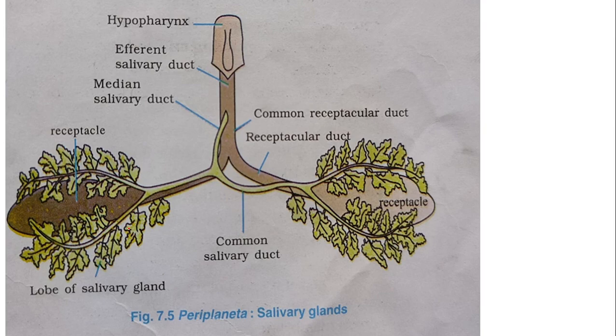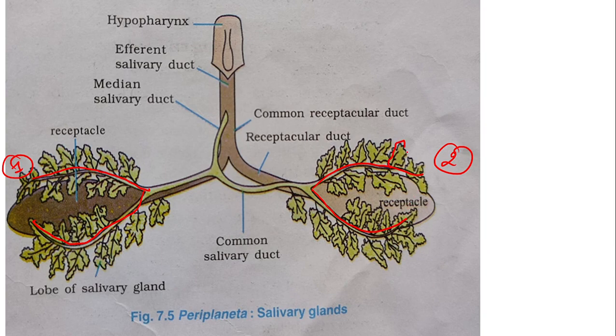Now, this is nothing but your one salivary gland and this is your second salivary gland. This is one lobe of the one salivary gland. This is the second lobe of the one salivary gland. This is one lobe of the other salivary gland and this is the second lobe of the other salivary gland.